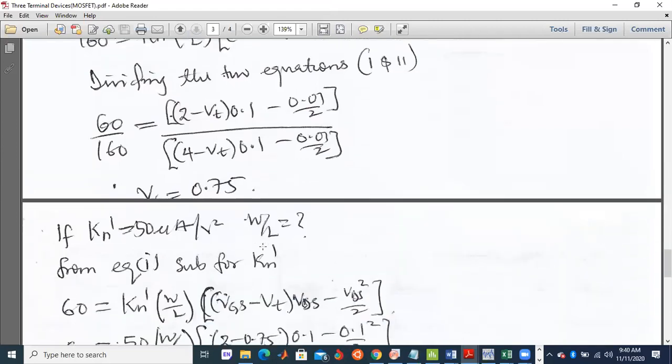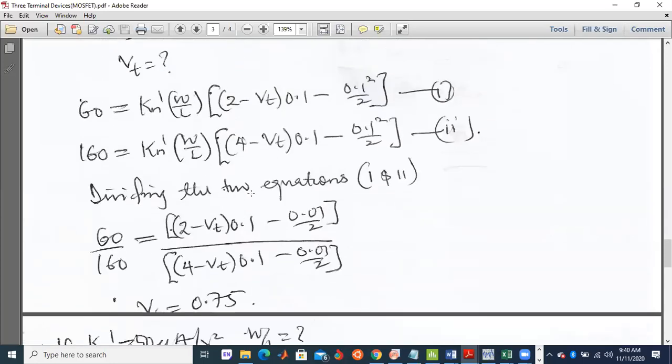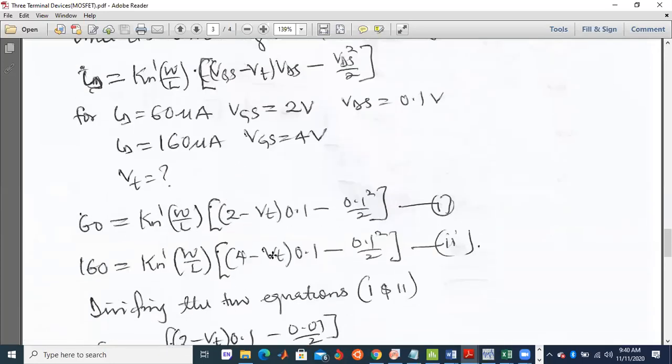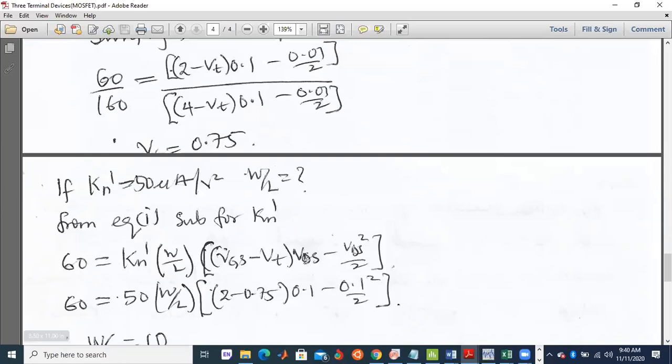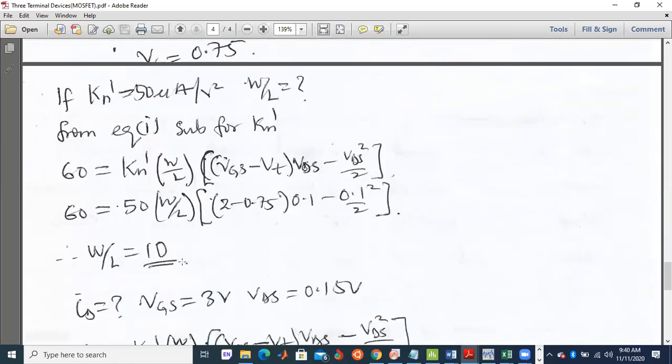Then to find Kn prime, another question, if Kn prime is equal to this, we have to find the W over L ratio. You already know your VT now. You just substitute in any of these equations, whether this one or this one, anyone. But the one I solved, I substituted it in equation 1. So you substitute it here, then you can find W over L, which is equal to 10.